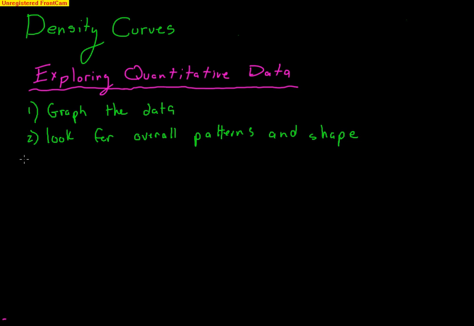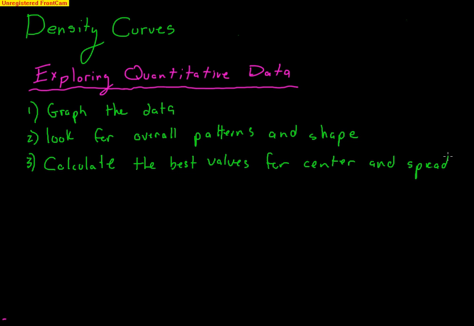The third thing we've learned is that once you have all of your data, you can calculate the best values for center and spread. I say the best values because we talked about data that is nice and symmetric and mound-shaped, and that's when you should use the mean and the standard deviation for your center and spread. And we talked about other types of data that's maybe skewed left or skewed right or has some major outliers. In that type of data, you'd want to use the median and the IQR to measure your center and spread. But the idea is that we now know ways to calculate center and spread specifically.